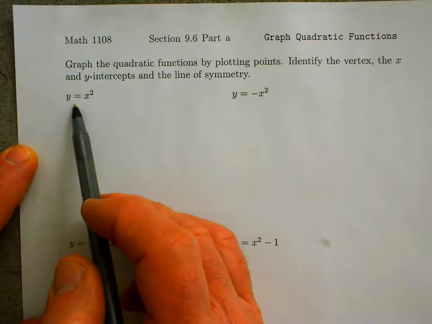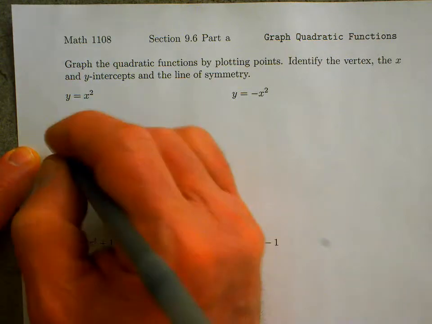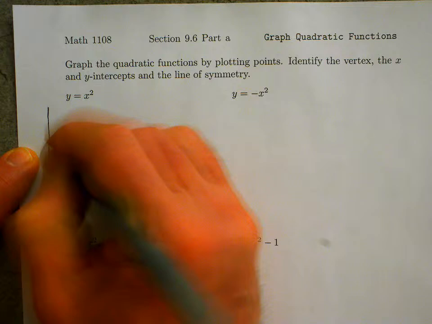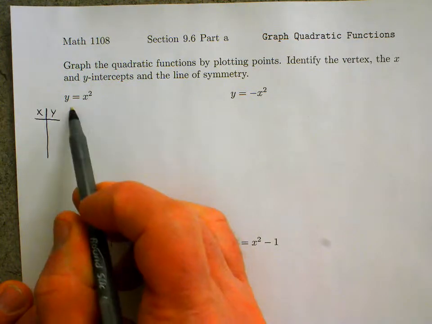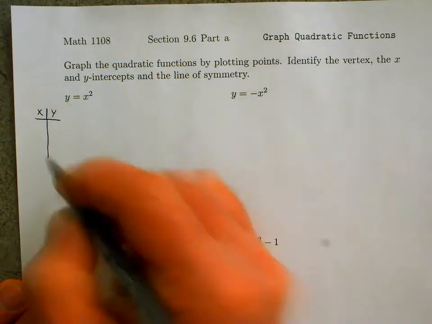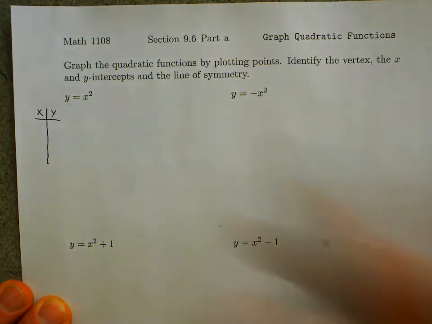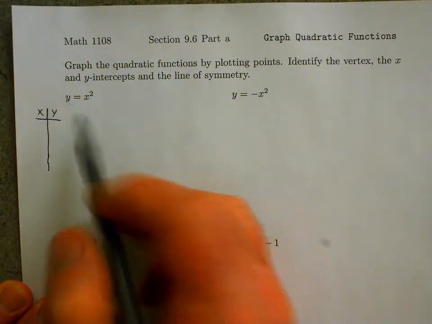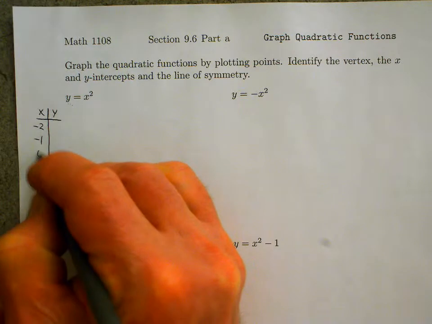This is perhaps the most basic of all quadratic functions, y equals x squared. So we'll pick a few x values and then use this formula to find the corresponding y values. Then we'll plot those points in the xy plane and then afterwards connect the dots. So for y equals x squared, I'm going to pick x values -2, -1, 0, 1, and 2.